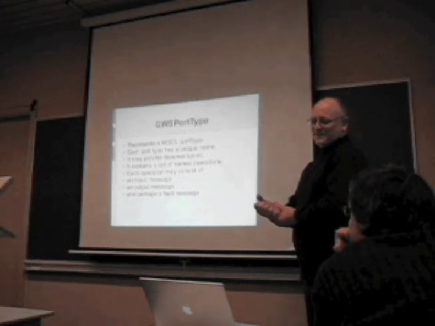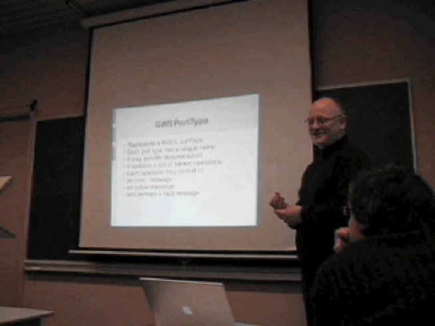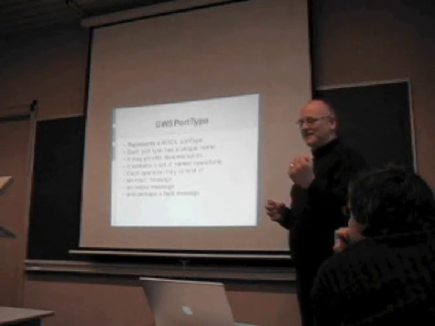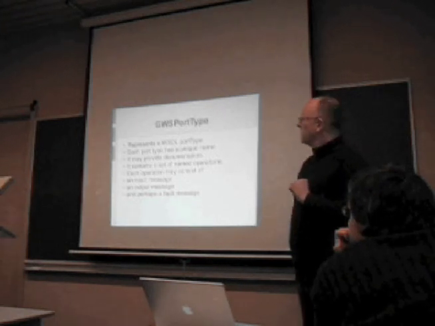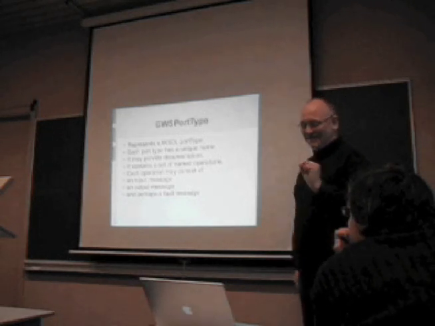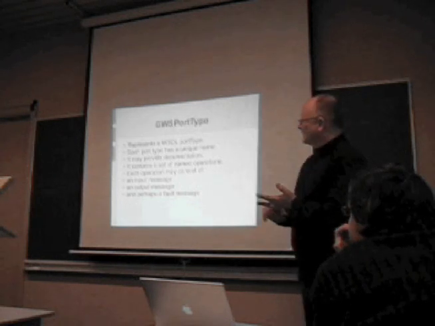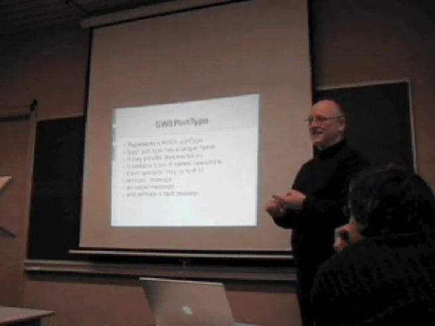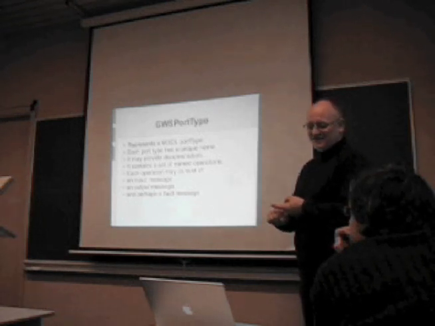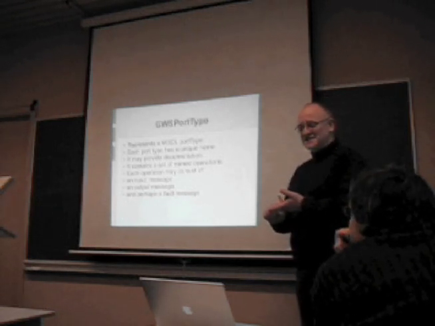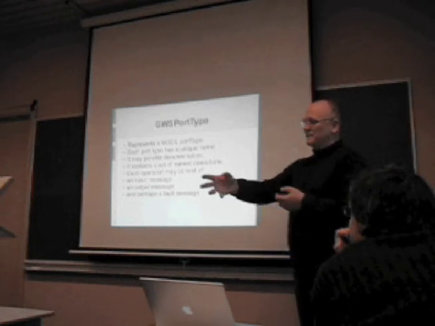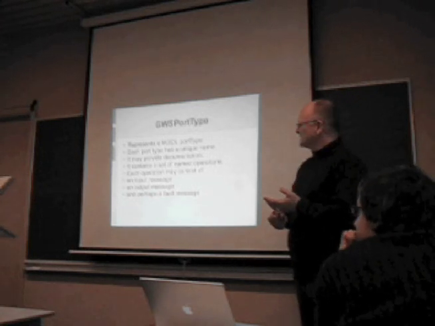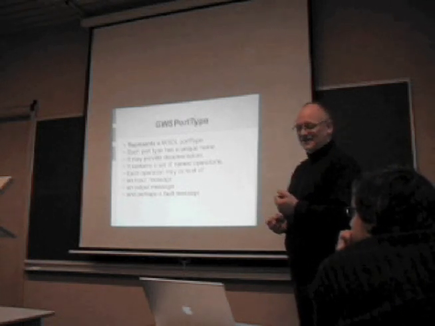The GWS port type represents a port type, which is a definition of an endpoint that you might be talking to. So it's the thing that's sitting on the end of a URL that you're going to connect to. Again, it can provide documentation. It always provides a set of named operations. Those are effectively the procedure calls you can make to that endpoint. Each of those operations can consist of an input message, the data you send to it, an output message, the data that comes back to your client, and perhaps a fault message to indicate that there's some sort of error. And again, that will come back to your client.